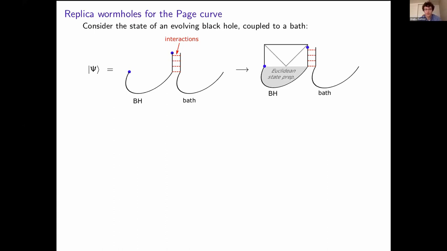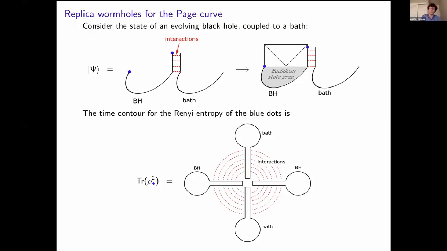Okay. So we start out with a black hole in a pure state and the bath in a pure state, but we evolve forwards in time and they interact and the entropy increases. So suppose we want to compute the entropy, and to make life easy, let's imagine we want to compute the Rényi entropy, trace rho squared for the two blue dots, so the total black hole system. Well, that's given by a time contour that looks like this. If you look at the southwest corner of this diagram, it looks like the time contour that we drew in the top left, and they get glued together in this interesting way. Two copies of the black hole, two copies of the bath. The red lines indicate interactions.